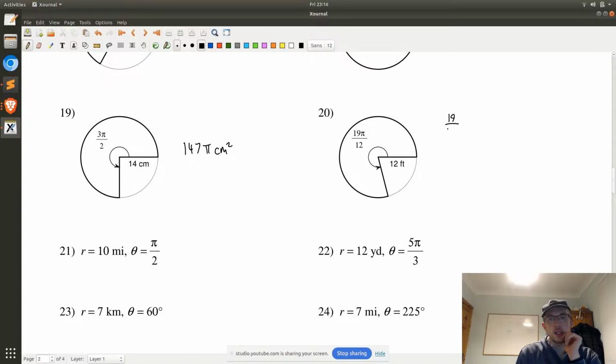So it's like 19 over 24 parts of a circle. And pi r squared is 144 pi. You can cancel out that 12, so 19 over 2, times that. And then cancel out the 2, so 19 times 6. And then 6 times 19 is 114. Not many square feet.